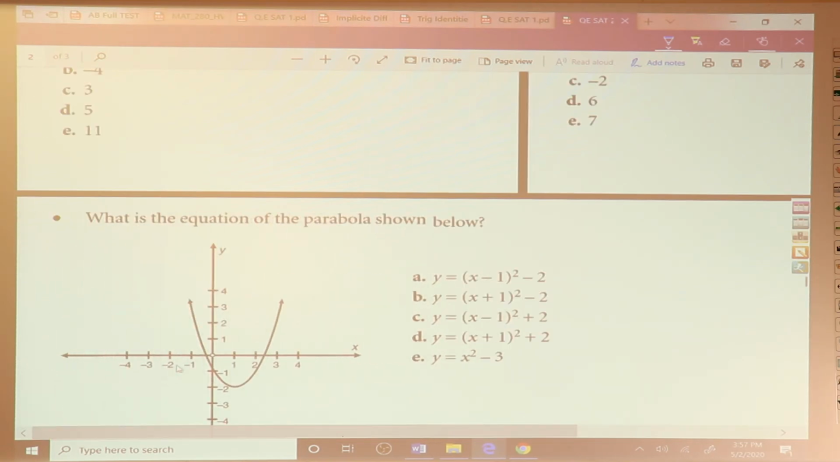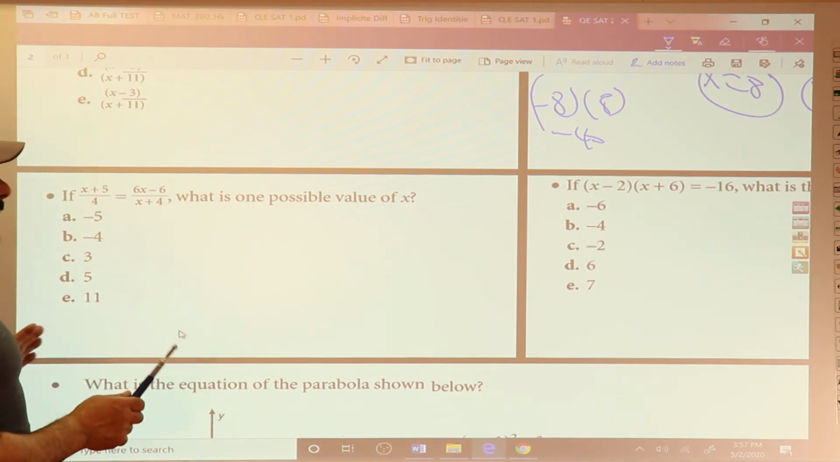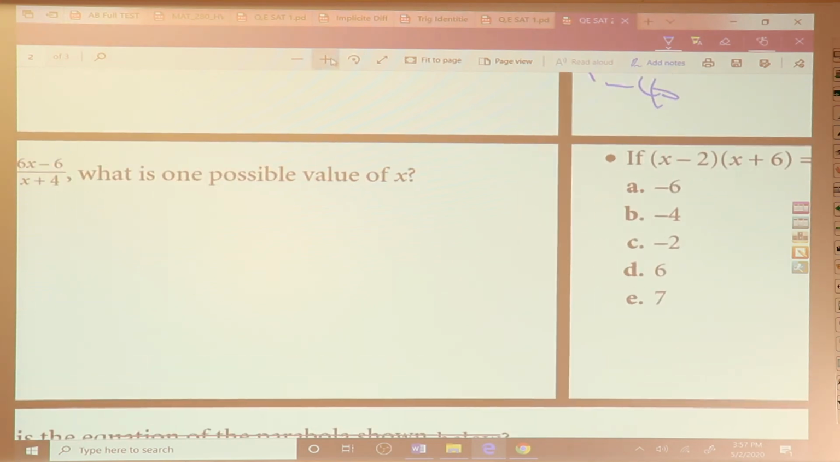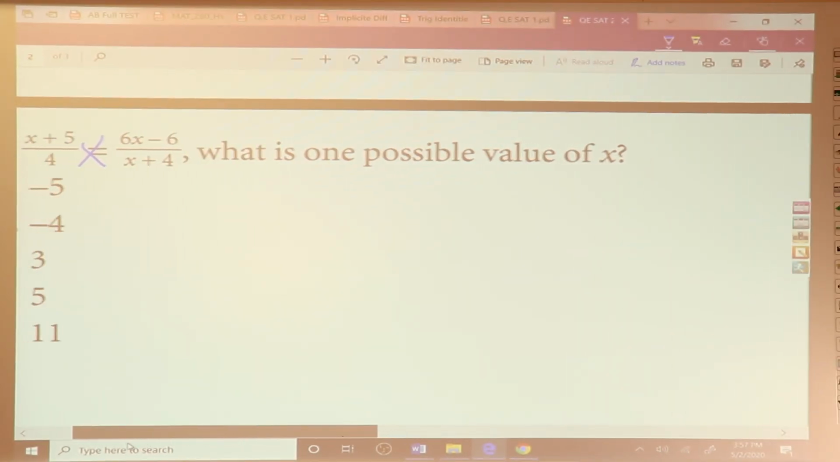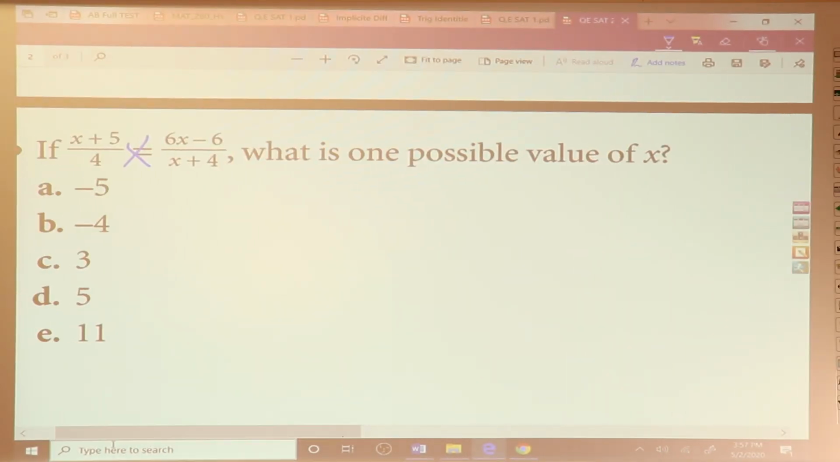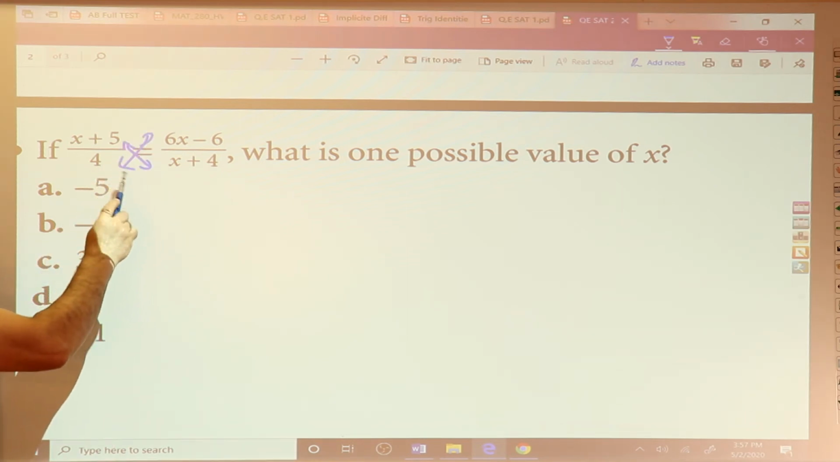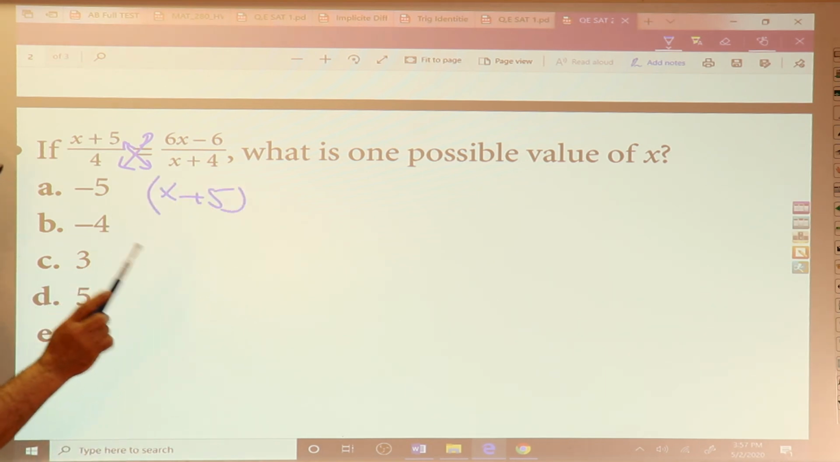You see now? Now, look here, I'm going to do this problem. It says, what is one possible value? It's a little hard. We're going to cross multiply. Cross multiply. I'm going to enlarge this to see. Then here, how do we do the cross multiply? X plus 5.